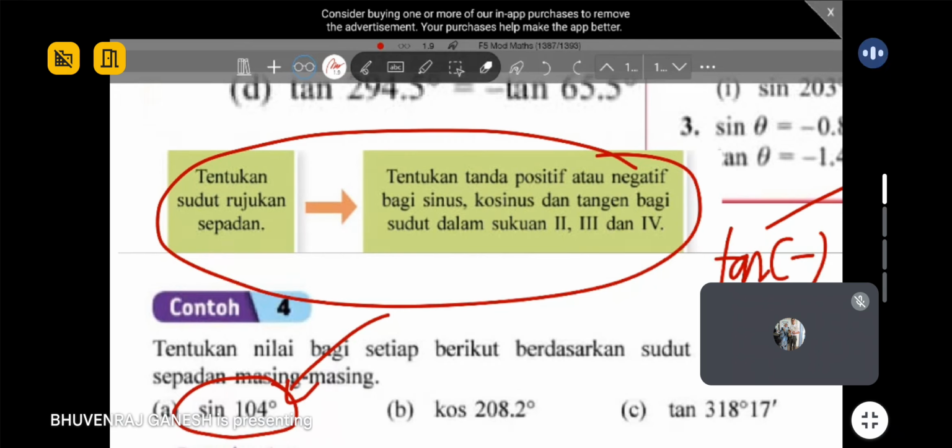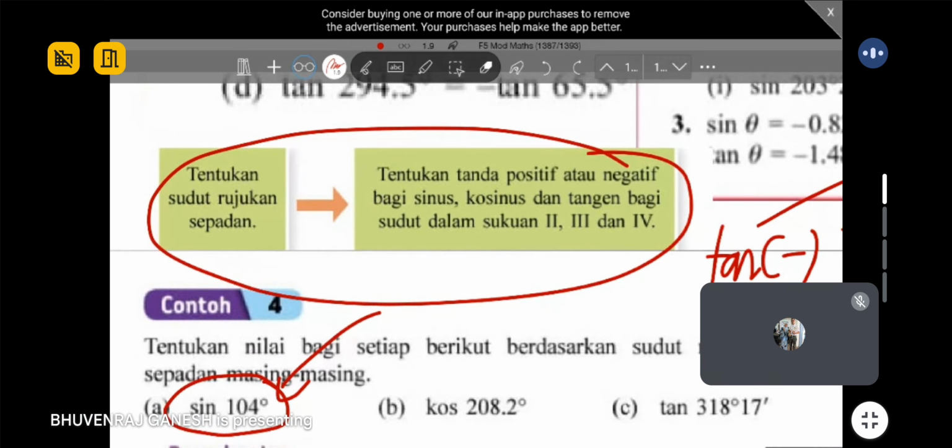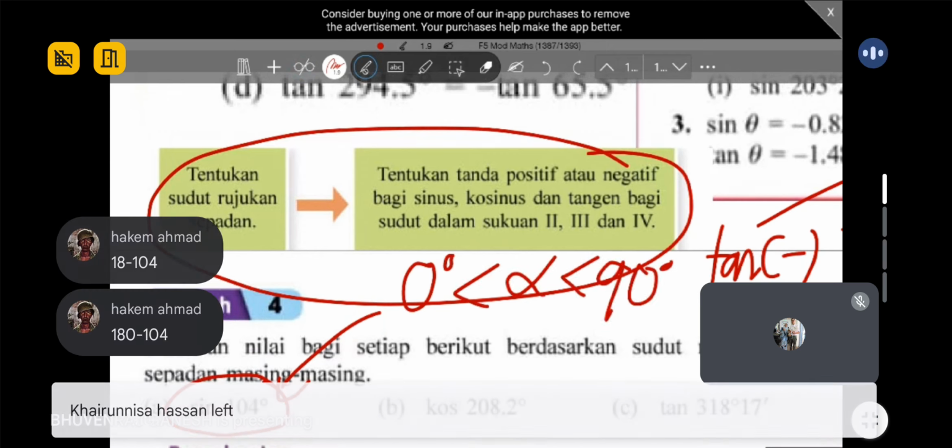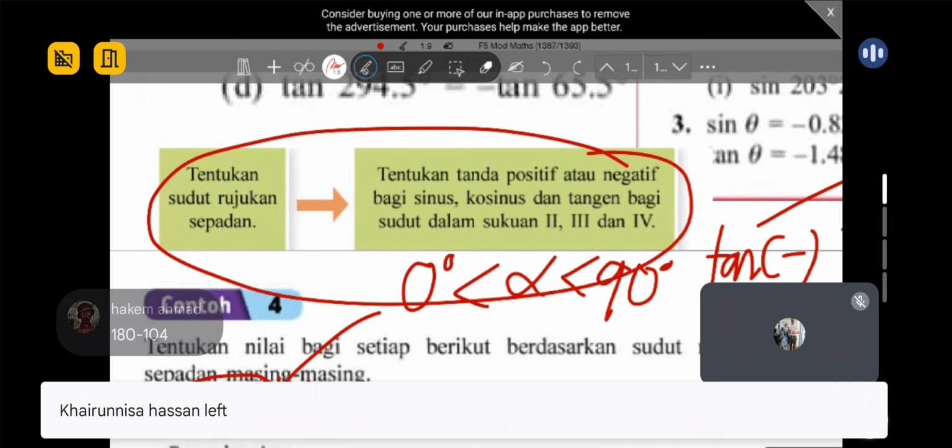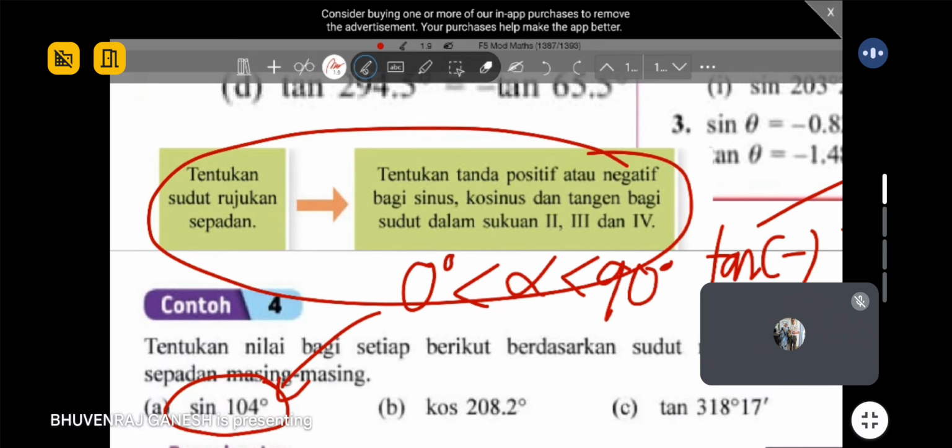Okay, so can anyone tell what is the reference angle for sine 104? Apa sudut rujukan? Cuba komen. Anyone? Reference angle, Hakim. Yes, quadrant 2 is correct. But what is the value of the angle? Nilai sudut rujukan. Hakim, sudut rujukan. Yes, 76 degrees is correct. Okay, so always remember, guys, reference angle, you must have this in your mind. Okay, sudut rujukan kena ada dalam lingkungan yang ni. Okay, your reference angle must be between 0 up till 90 degree only. Okay, so 76 degree is correct.